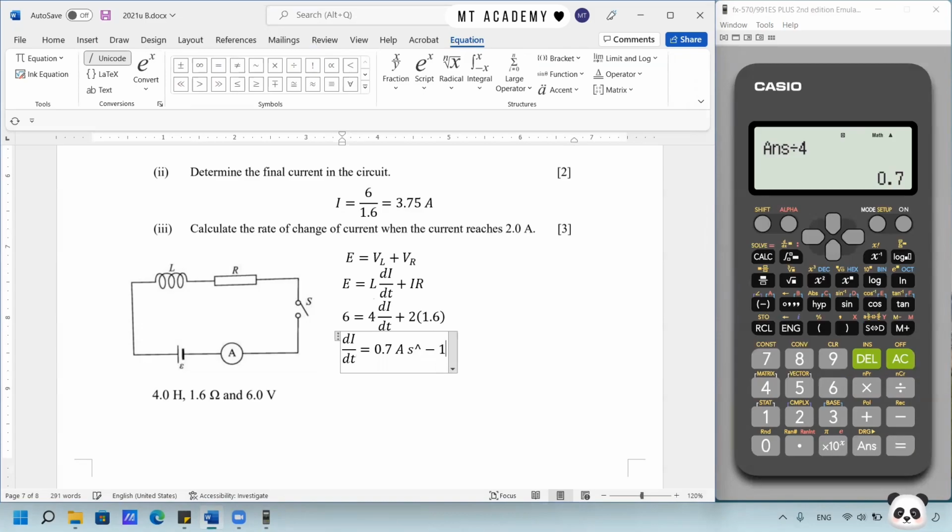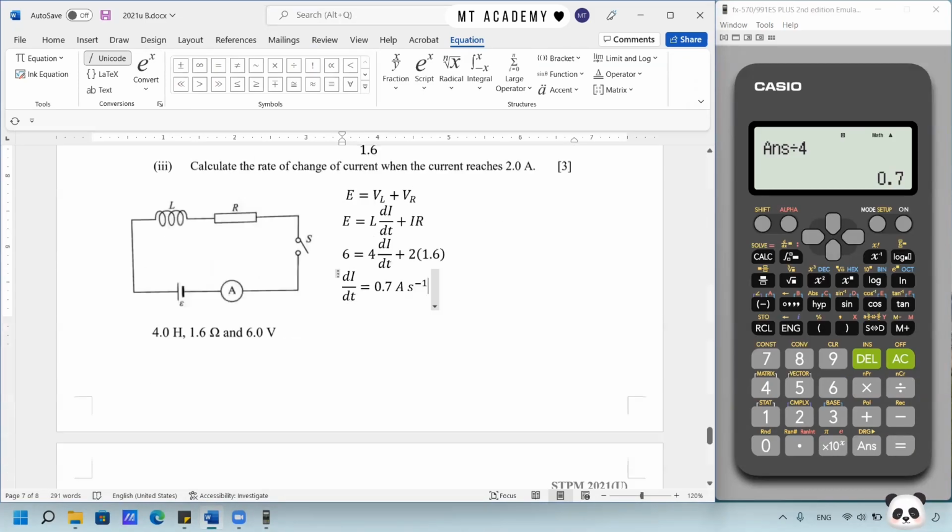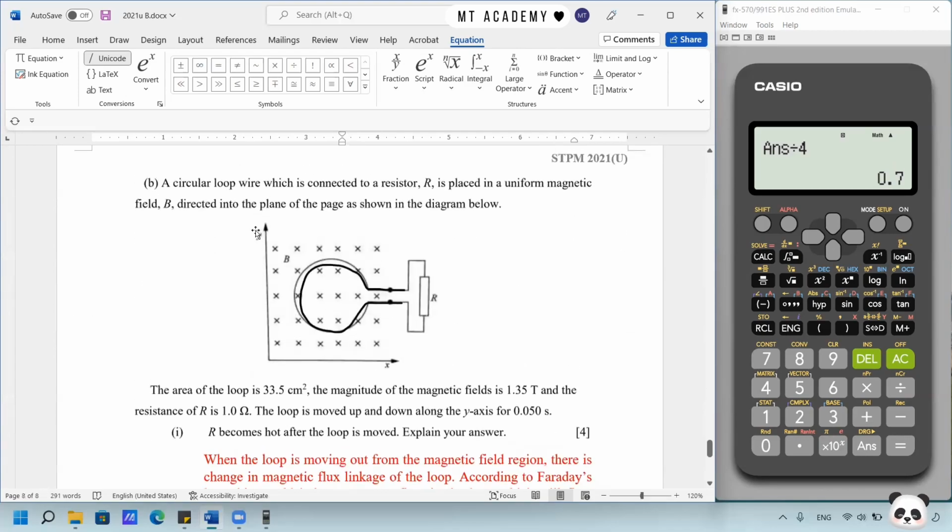Ampere per second. So this is the unit of the rate of change of current. So we move on to the next question. A circular loop wire which is connected to a resistor R placed in a uniform magnetic field B directed into the plane of the page. So this is something confusing for me. The area is given, the magnitude of the magnetic field is 1.35 Tesla, and the resistance R is 1 ohm.